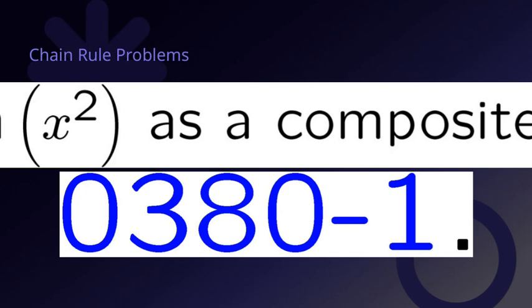Now, let's take a closer look at chain rule problems. The key idea here is that the chain rule helps us differentiate composite functions, functions inside of functions. When you see a function like f of g of x, you're dealing with a composition, and the chain rule tells us how to differentiate it correctly. The most important concept to remember is that we need to differentiate the outer function first, then multiply by the derivative of the inner function.